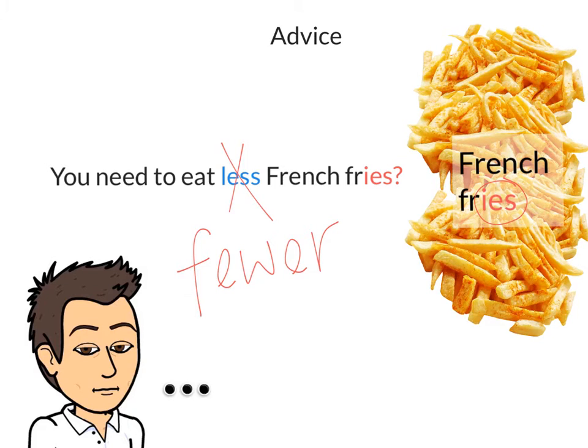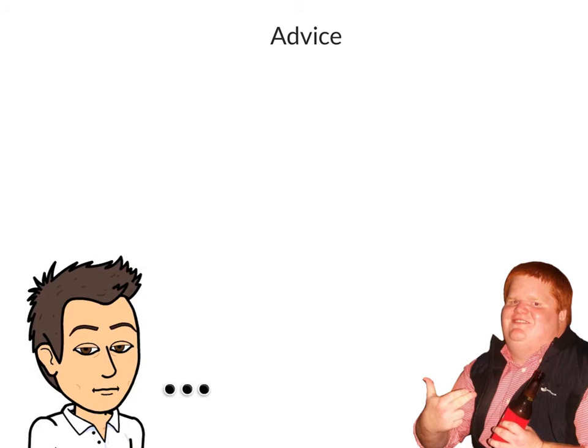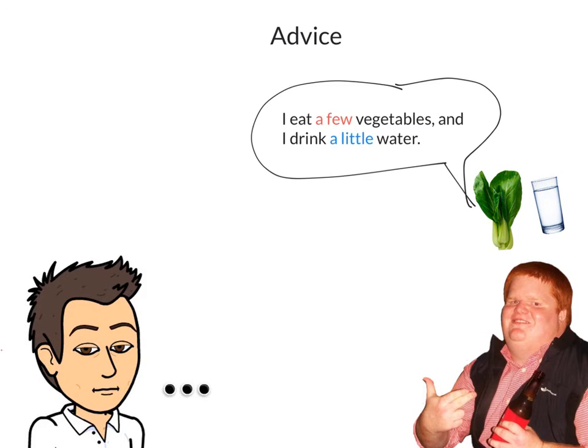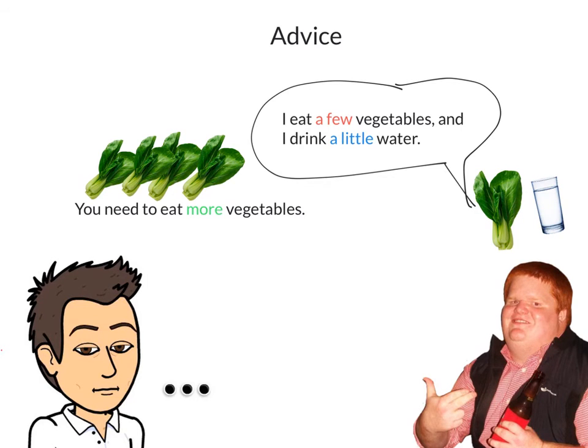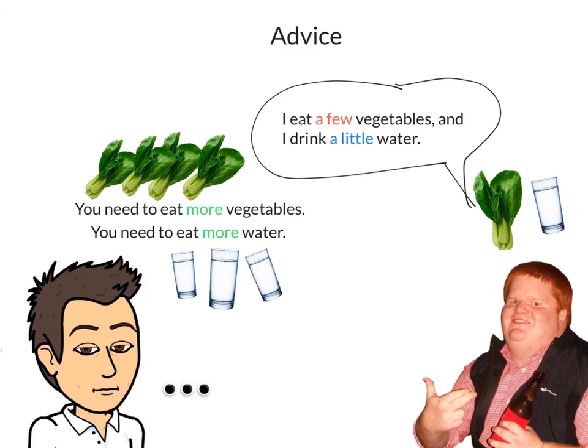Although Billy loves eating so much, there is something that he hates to eat. Of course, you can guess the vegetables and water. He eats a few vegetables and he drinks a little water. Of course, if I want to give him advice, I would suggest him eating and drinking a larger proportion of it, right? So here, I would say, you need to eat more vegetables and you need to drink more water.